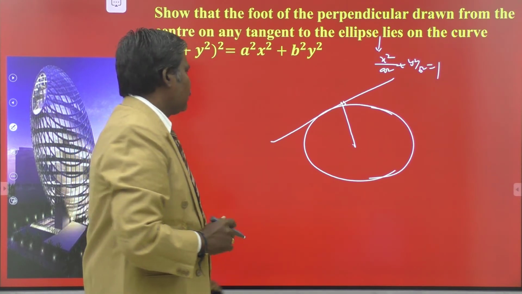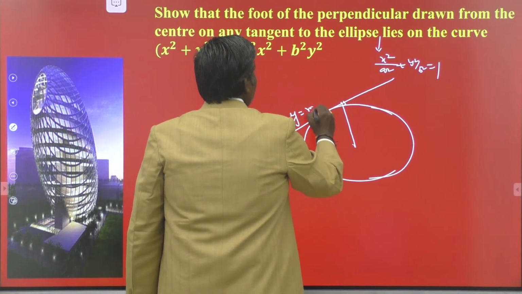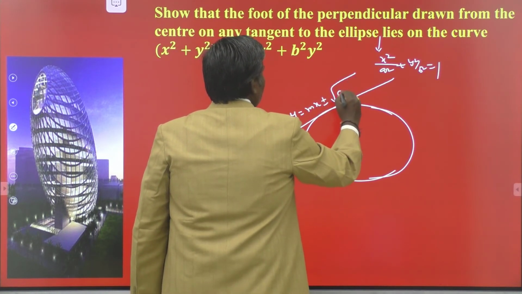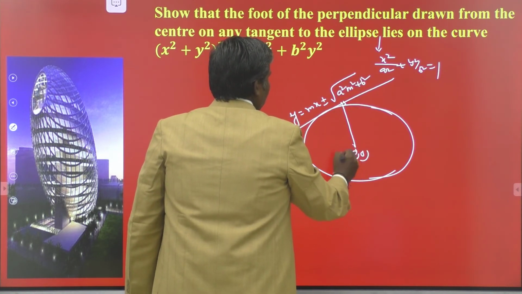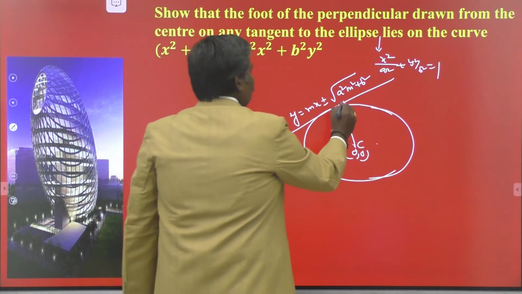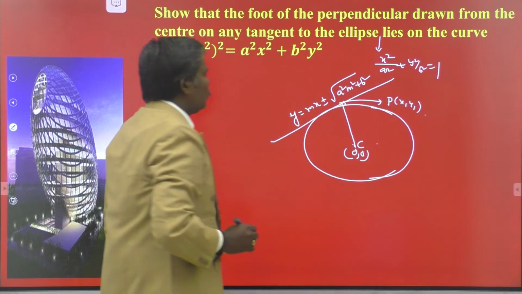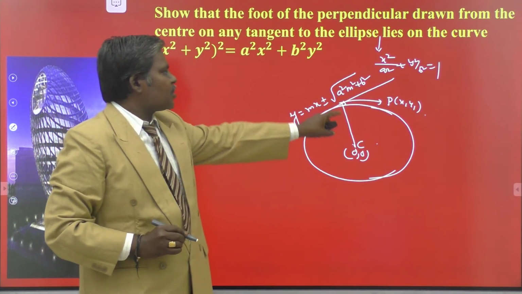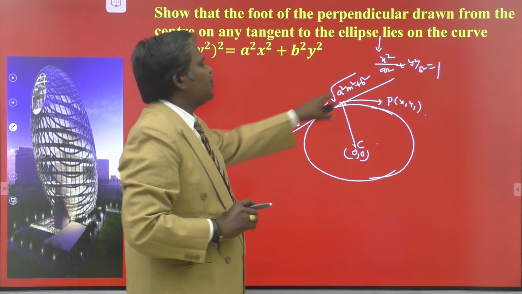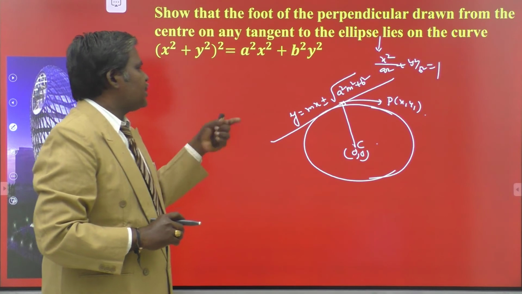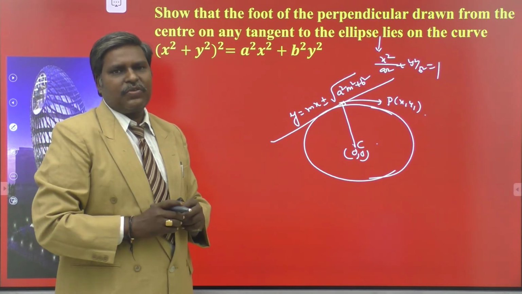That is the concept. So the equation of any tangent to the ellipse is what? y = mx ± √(a²m² + b²). This is the center, the origin. So the foot is say (x1, y1). So how to start that one? Let (x1, y1) be the foot of perpendicular drawn from origin to the tangent y = mx ± √(a²m² + b²). That is your first step.